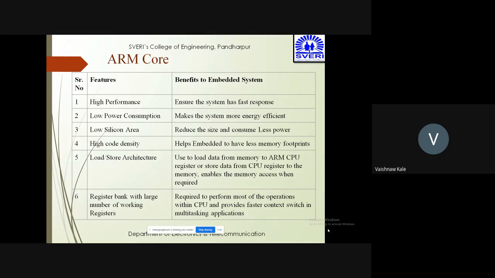Then load/store architecture is used to load the data from memory to the CPU, or store the data from the CPU register to memory. That enables memory access whenever required. And the sixth one is the register bank, which has a large number of working registers. That also benefits the embedded system, as it is required to perform most of the operations within the CPU and provides faster context switching in multitasking applications. So registers are very, very important. So these features of ARM really benefit embedded systems, and therefore the ARM core is much more suitable for designing embedded systems.